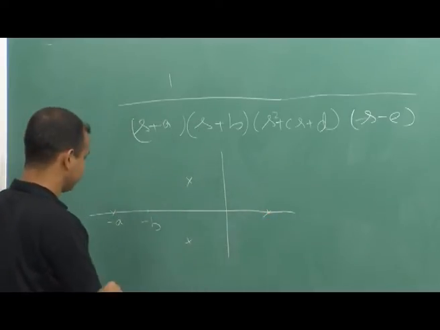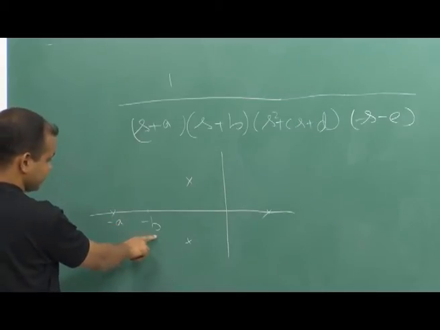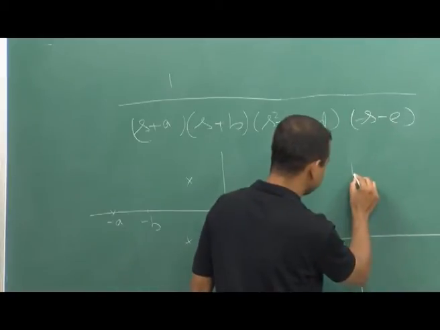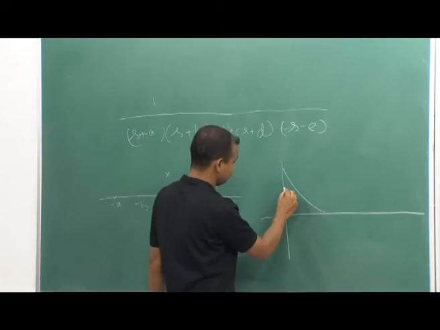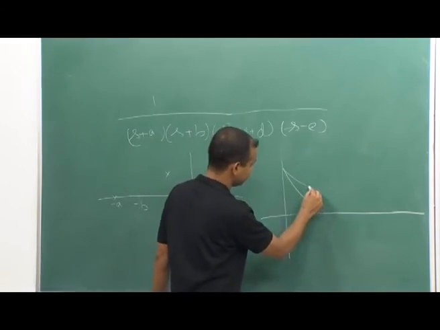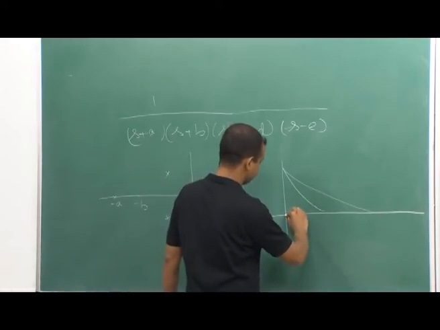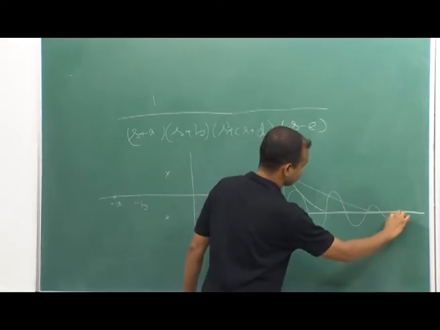If I see the response for these poles, s is equal to minus a and s is equal to minus b, I will get this decaying exponential. For that also I will get one decaying exponential for the second one. For this complex conjugate pair I will get some decaying sinusoid.